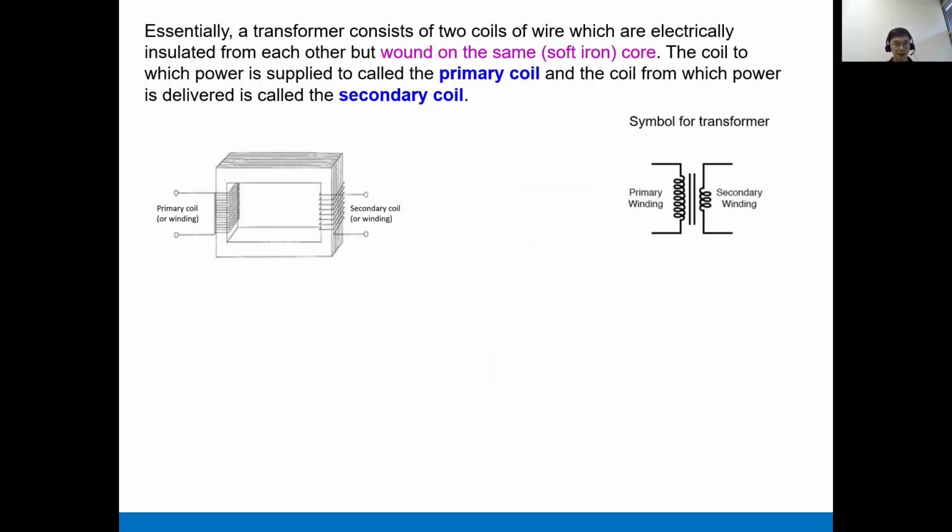Let's now talk a little bit more about a transformer. A transformer is very useful to step up or step down the AC voltage. Essentially, a transformer consists of two coils or wires that are electrically insulated from each other but wound on a soft iron core. The power that is passed to the primary coil is then delivered to the secondary coil. This is the symbol for a transformer.